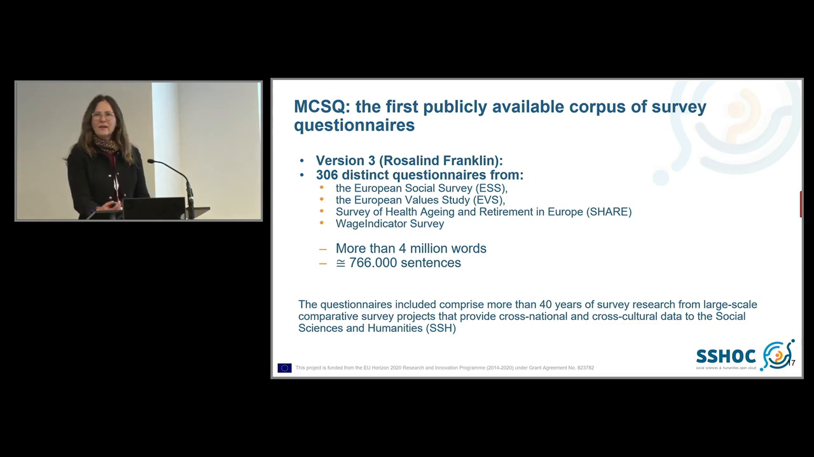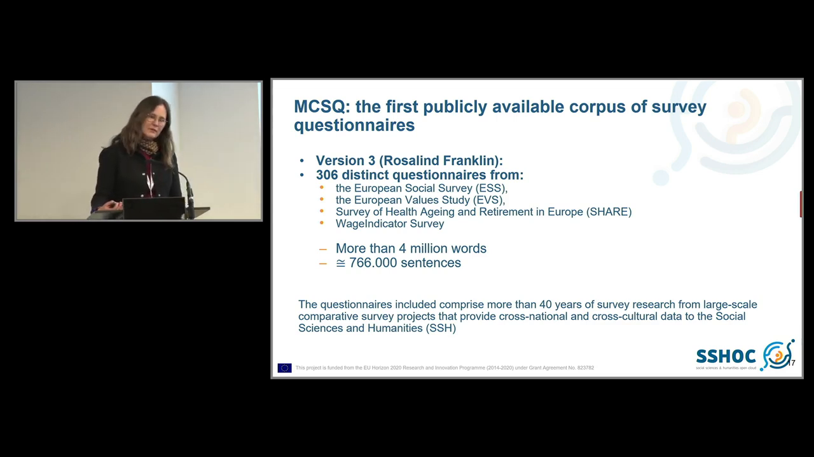So what is really the MCSQ? Well, it's the first publicly available corpus of survey questionnaires. And version 3 has 306 distinct questionnaires from the European Social Survey, from the European Value Studies, from the Survey of Health, Ageing and Retirement in Europe, and from the Wage Indicator Survey. It currently has more than 4 million words and more or less 766,000 sentences. What is important to note is that the questionnaires included comprise more than 40 years of survey research from the large-scale comparative survey projects.